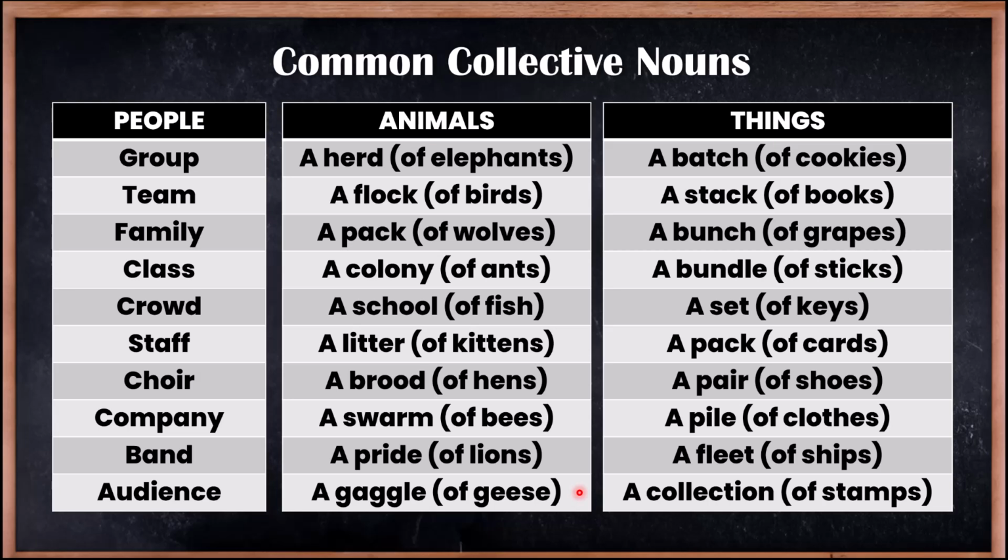And let's look at things. A batch of cookies, a stack of books, a bunch of grapes, a bundle of sticks, a set of keys, a pack of cards, a pair of shoes, a pile of clothes, a fleet of ships, a collection of stamps. There are many more collective nouns in English, and these are some of the common ones in each category.